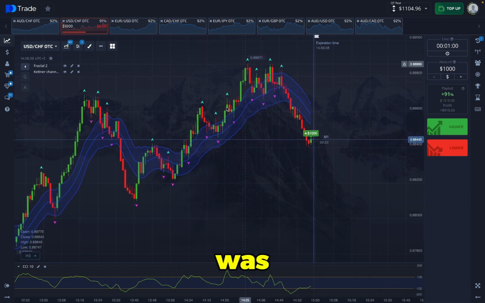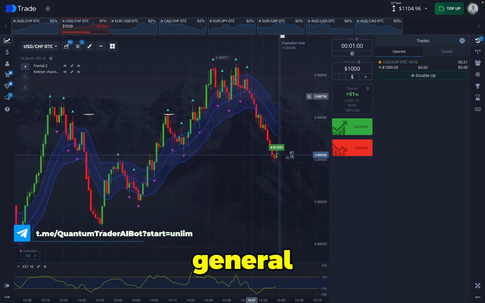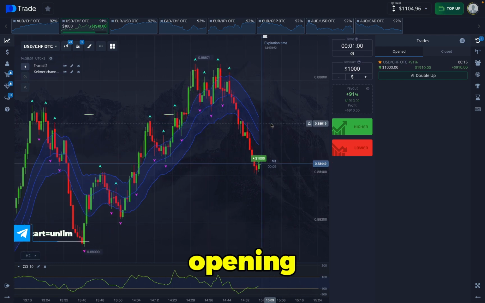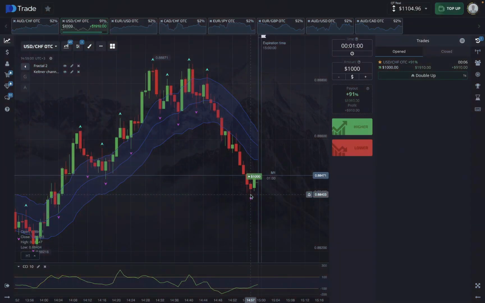A new local minimum was forming. The movement also went outwards through our Keltner channel. And in general, as you remember, we closed the first trade in a plus. The opening level is a bit unfortunate here, judging by the dynamics of the price movement. Let's look at the result.